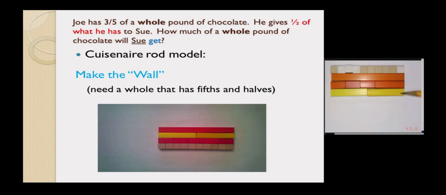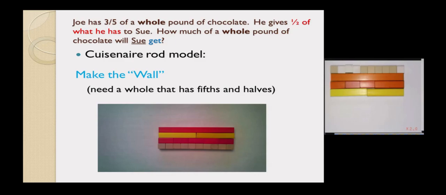This is half of the whole, but this problem is not asking us to figure out half of the whole, so we have to be really careful to not use this. Now, some people say, well, why don't you leave it out of the wall? Well, it turns out if you don't put it in the wall, you may have trouble modeling the rest of the operation, because the whole needs to be big enough that it's got halves and fifths in it in order for us to even take a half of the 3/5 that we had.